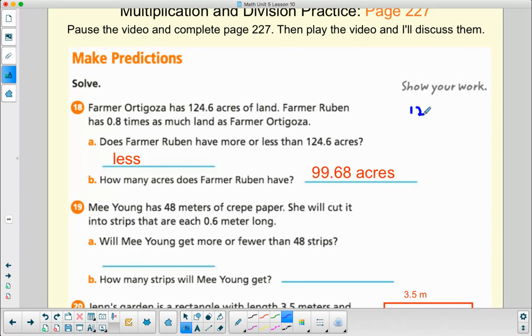124 6/10 multiplied by 8/10. 8 multiplied by 6 is 48. 8 multiplied by 4 is 32, plus 4 is 36. 8 multiplied by 2 is 16, plus 3 is 19. 8 multiplied by 1 is 8, plus 1 is 9. 1, 2 decimal places in my factors, 1, 2 decimal places in my product. 99 68 hundredths acres. I know it's reasonable because it's less than 124 6/10 acres.